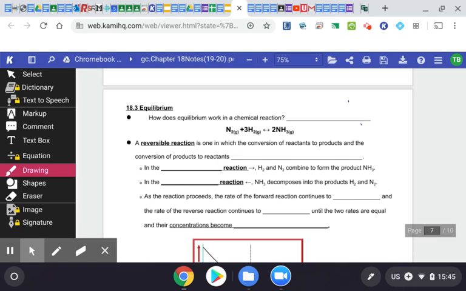Today we are going to be focusing on equilibrium and something called Le Chatelier's principle. So let's go ahead and get started. How does equilibrium work in a chemical reaction?